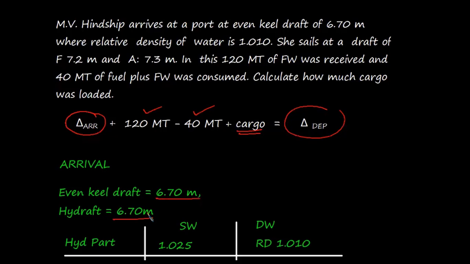Yes, sir. The vessel is on an even keel. The center of flotation is almost 6.7, whatever it is, but trim is 0. So obviously the hydrostatic draft is the same as the even keel draft, 6.70. So, sir, we can take the value in between 13383 and 13840.